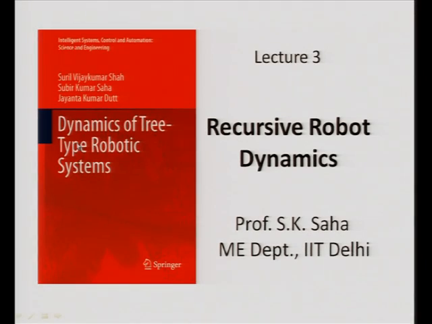Okay, good morning friends. Today is lecture 3 of recursive robot dynamics. So far in the last two classes we have studied serial chain systems. From today we will start with parallel or closed loop systems, and the reference material will be available from this book, Dynamics of Tree Type Robotic Systems. Even though what I cover is a little bit more fundamental, the details will be available in this book.